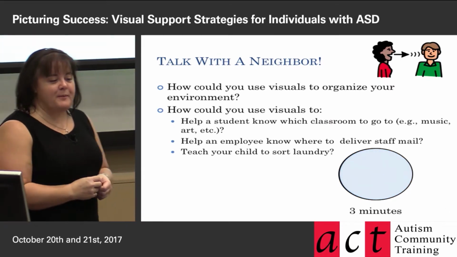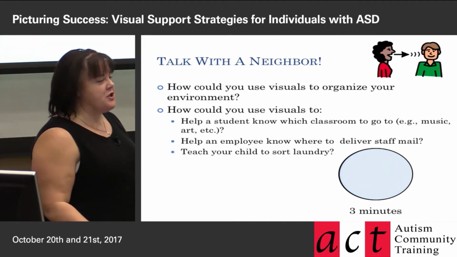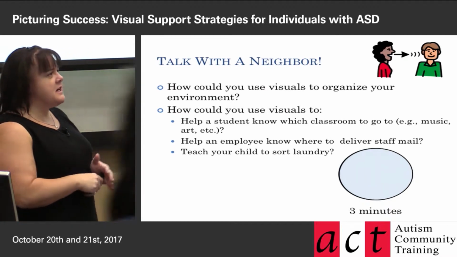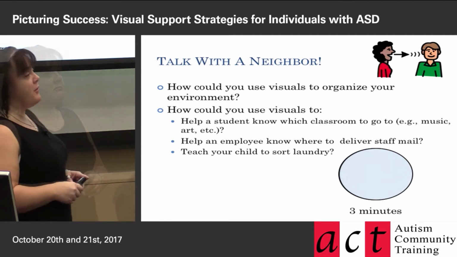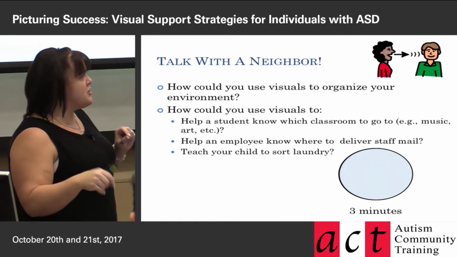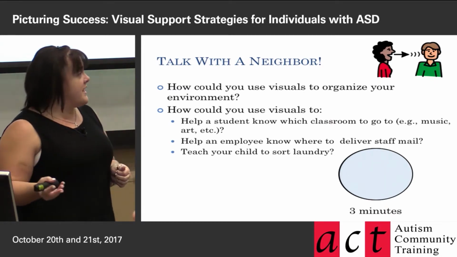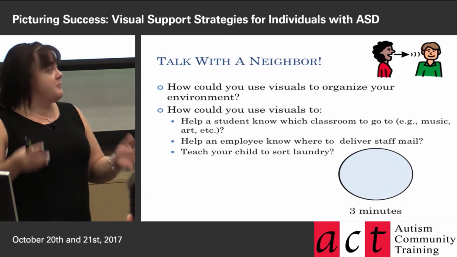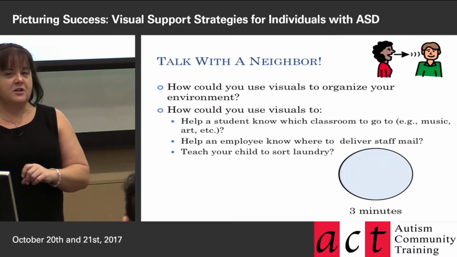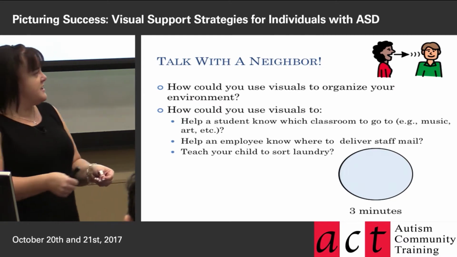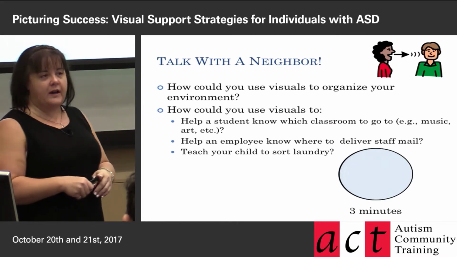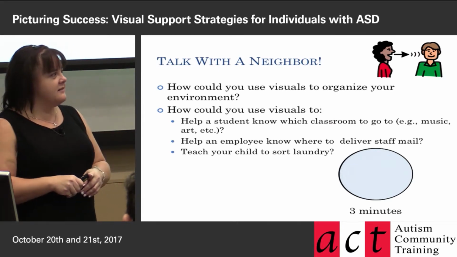So if you wanted to help a student know which classrooms to go to, like music class, art class, the gym and stuff, how would you use visuals in the environment to help that student know? So you could put symbols outside the door, right? Because a lot of times classroom doors have either numbers or they might have a label. But if you're supporting a student who doesn't read the label, you could put symbols out there. And then especially if the student's using a visual schedule, which we're going to be talking about soon, they can match the symbol that's in their schedule to the symbol that's on the door, and now they know where they're going. Did anybody else have a different idea?